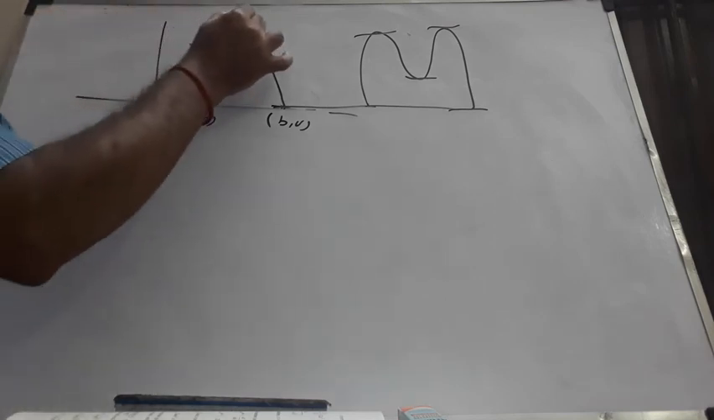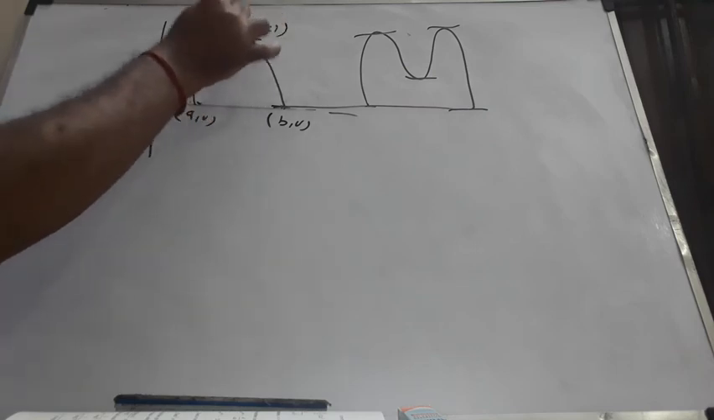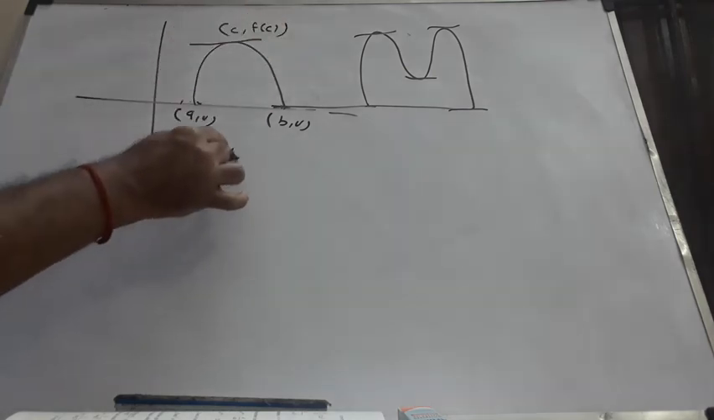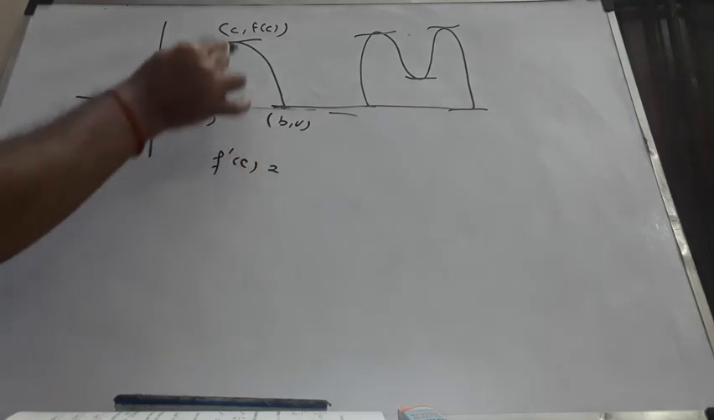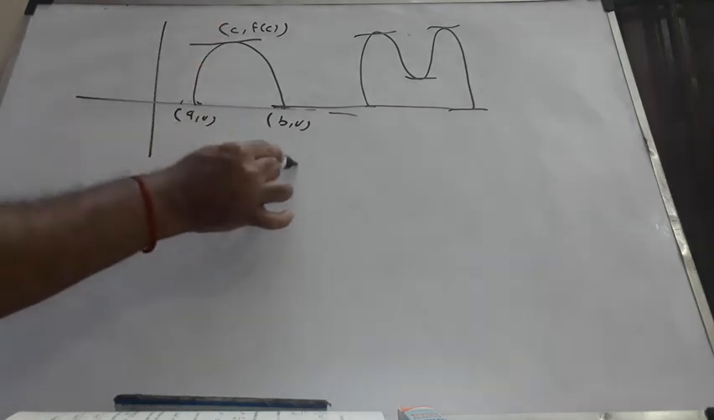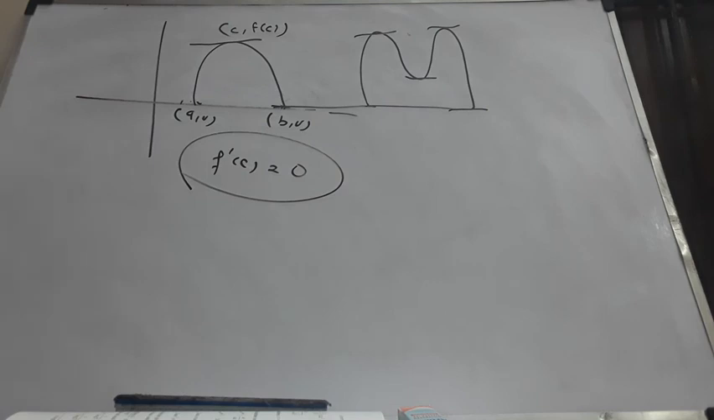Now this point is c comma f of c. By geometrical meaning, what is the slope here? It is f dash of c. So it is parallel to x-axis. Any line parallel to x-axis will have slope 0. Therefore, I'll get f dash of c is equal to 0.